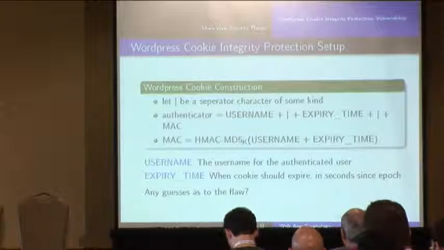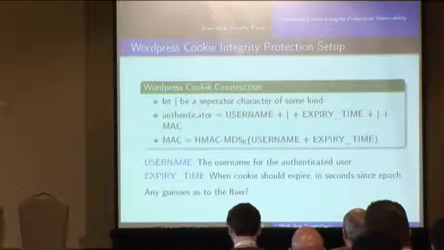So basically, what they did is they had a separator character, right? And they put a username, separator, expiry time, separator, MAC. And the MAC is computed in an interesting way. The MAC they computed over the username and the expiry time.